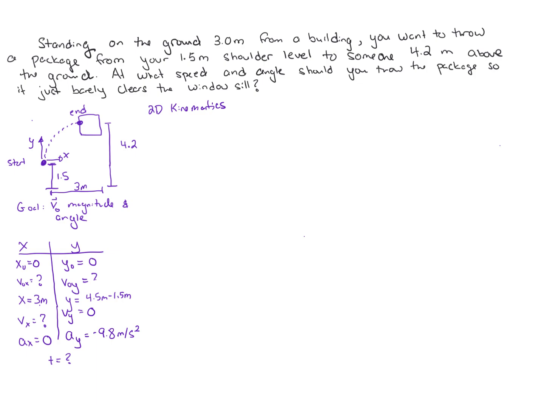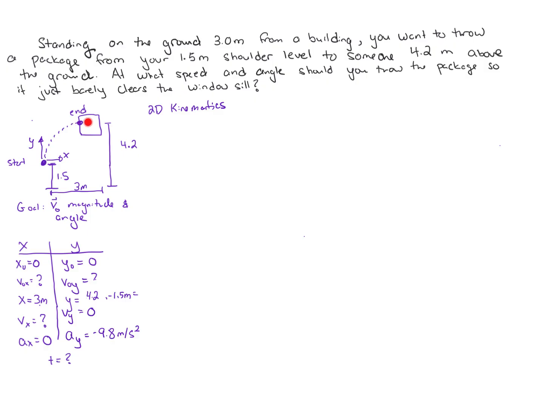A lot of this one is interpreting things from the written description into the variables. So I can decide that my initial position is here, and then I actually know my final position. It's 3 meters over, and that means my final X is 3 meters. And I have to go up whatever 4.2 minus 1.5 is. So if this is my initial X position, this is my final Y position, which is 4.2 minus 1.5. Oops, I still have the 4.5 from before. Let's change that to 4.2 minus 1.5 meters. So that'll be my final Y position. Then I have an initial X and Y velocity, which I don't know, and that's my goal.